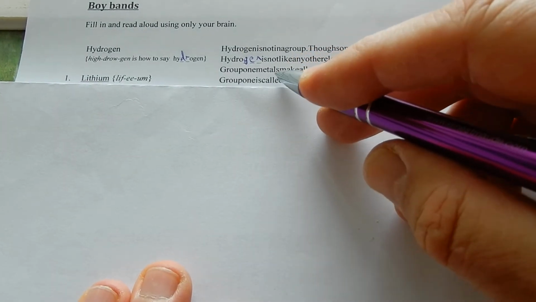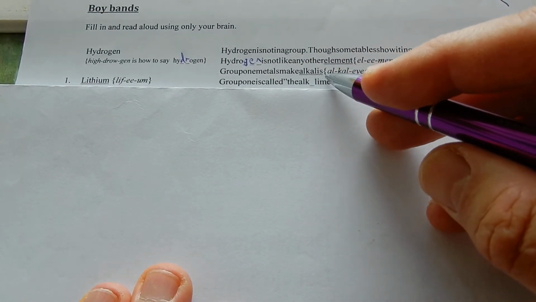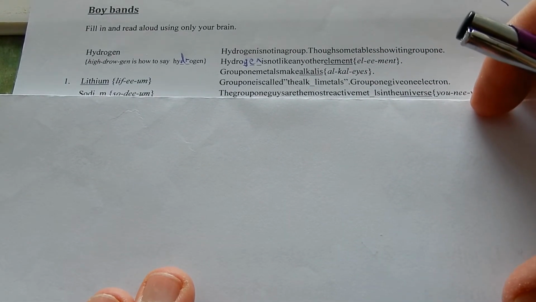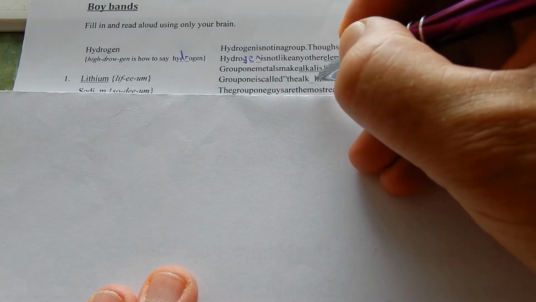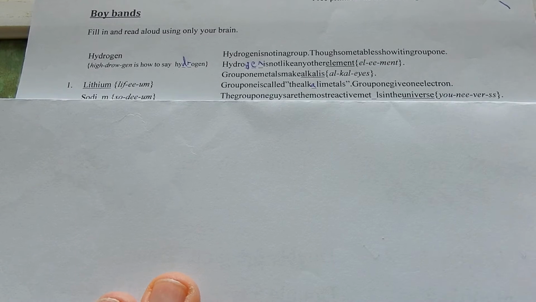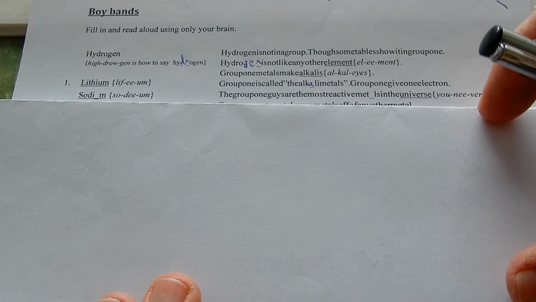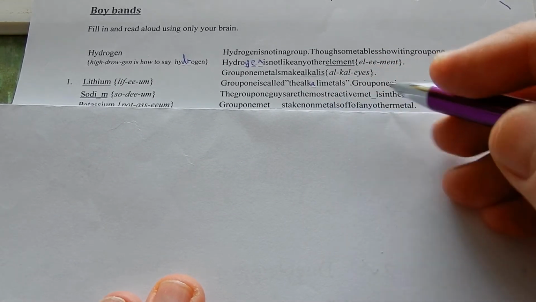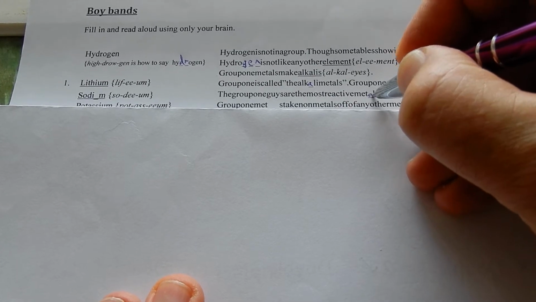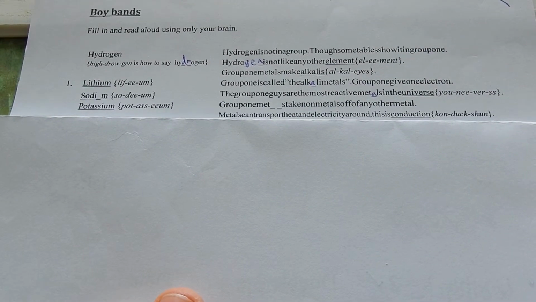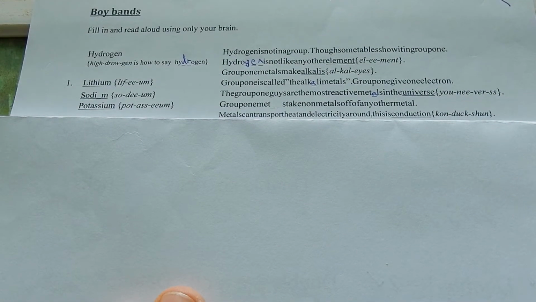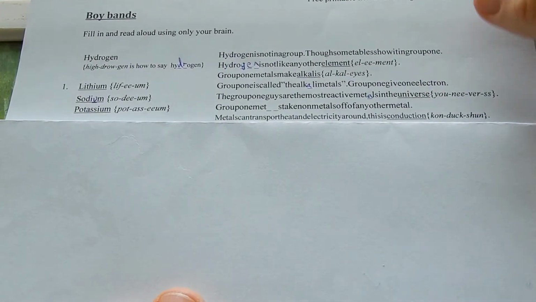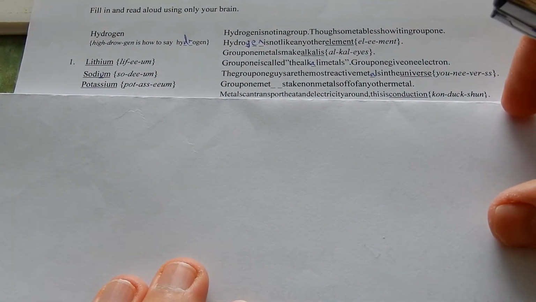Grey metals. Group 1 metals make alkalis. Lithium. Group 1 is called the alkali metals. Group 1 gives 1 electron. The group 1 guys are the most reactive metals in the universe. Lithium, sodium, potassium.